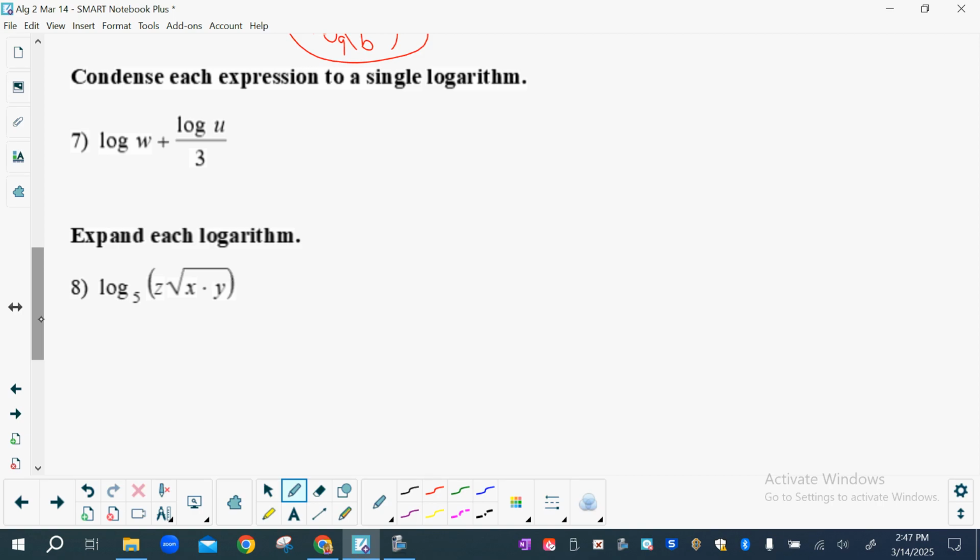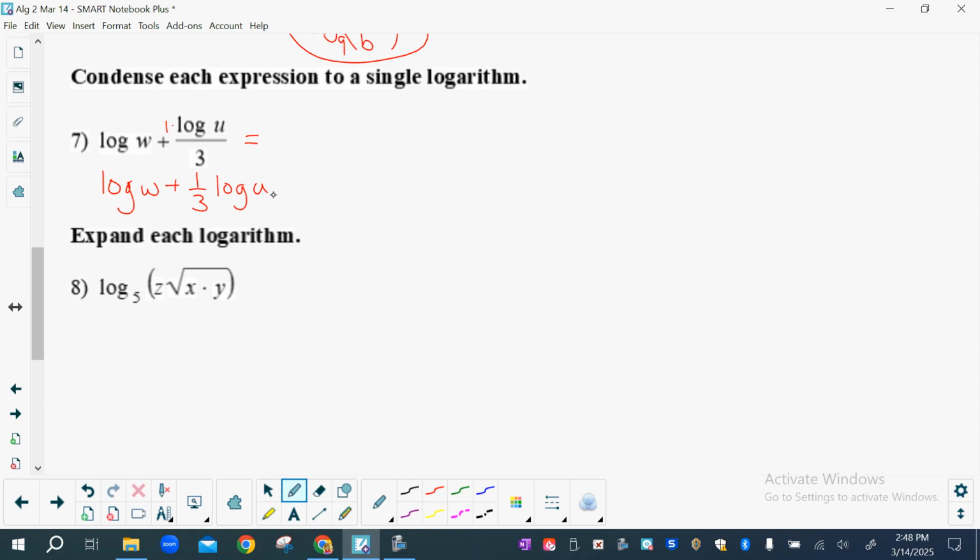So what number is assumed to be in front of the log U? A 1. So this is 1 times log U, right? So this would be log of W plus 1/3 log U. Why not 1 divided by 3? Because we want to use one of those 3 rules. Where there's a number in the front, we move it to an exponent, or addition becomes multiplication, or subtraction becomes division. So those are the only 3 things we're going to be using.